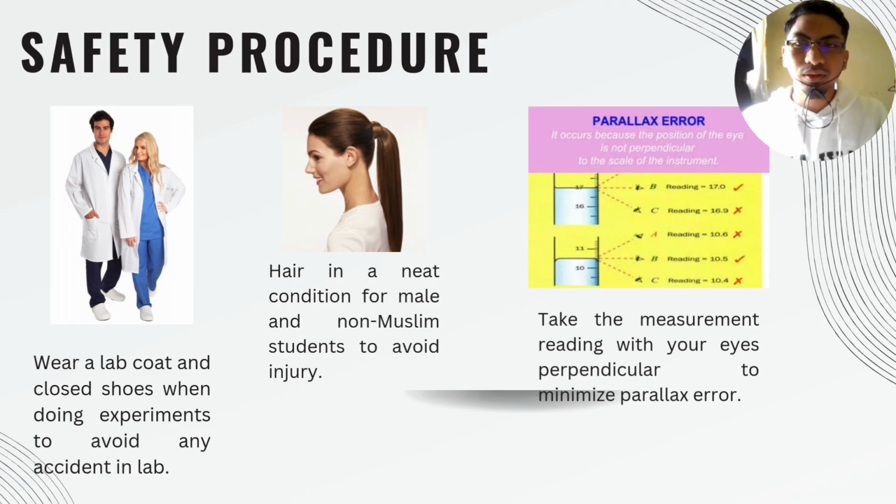So, for safety and procedure in the experiment, wear a lab coat and closed shoes when doing the experiment to avoid any accident in the lab. Keep hair in a neat condition for male and non-Muslim students to avoid injury. When taking measurements, read with your eyes perpendicular to the scale to minimize parallax error.